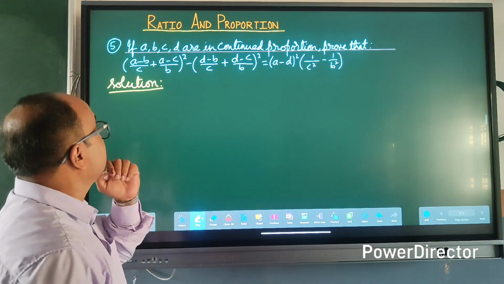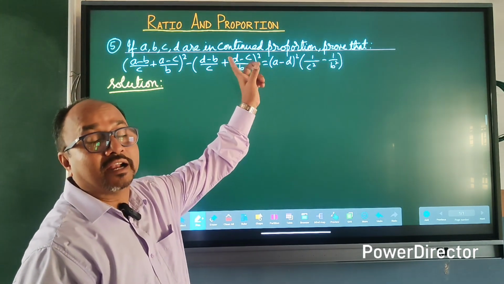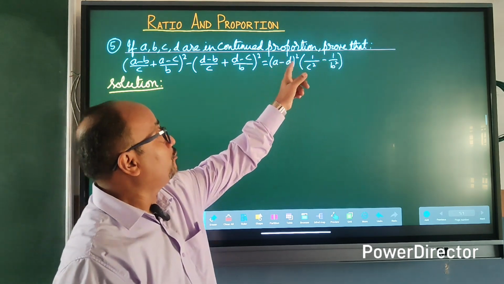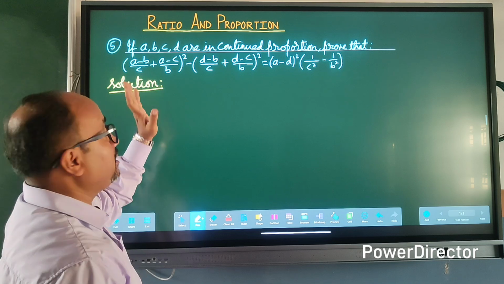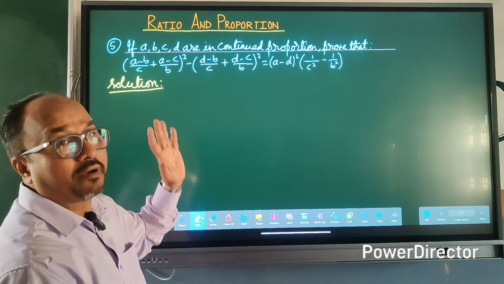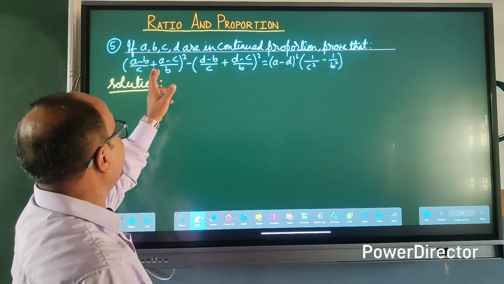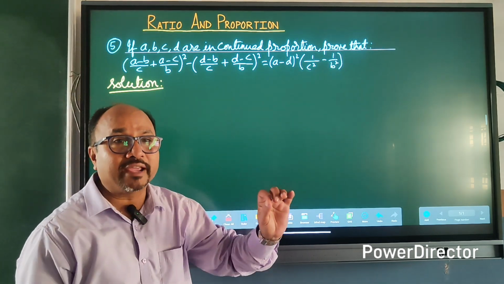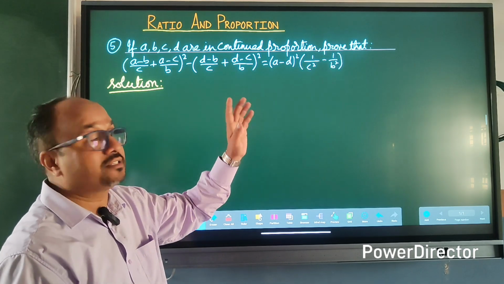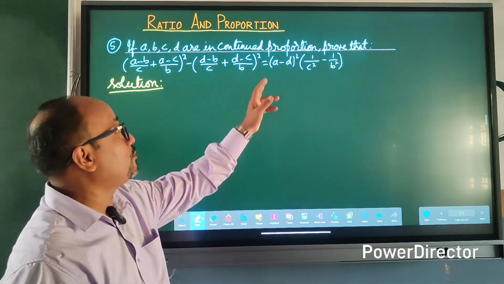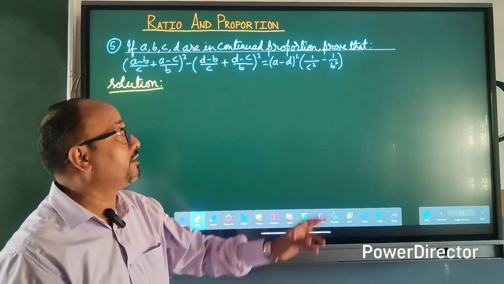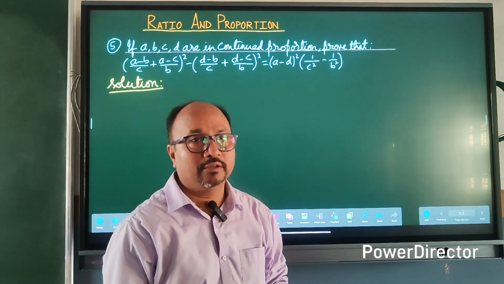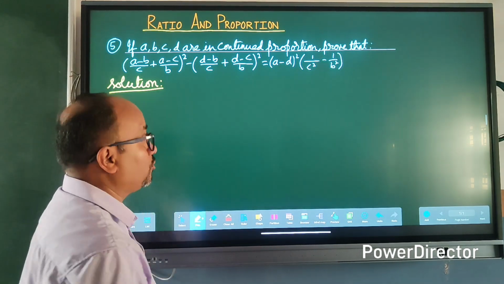The question is, if A, B, C, D are in continued proportion, keep in mind this is not continued proportion, prove that A minus B by C plus A minus C by B, this entire part is in whole square, then minus B minus C by D plus B minus C by D whole square is equals to A minus D whole square in the bracket then 1 by C square minus 1 by B square. Continued proportion.